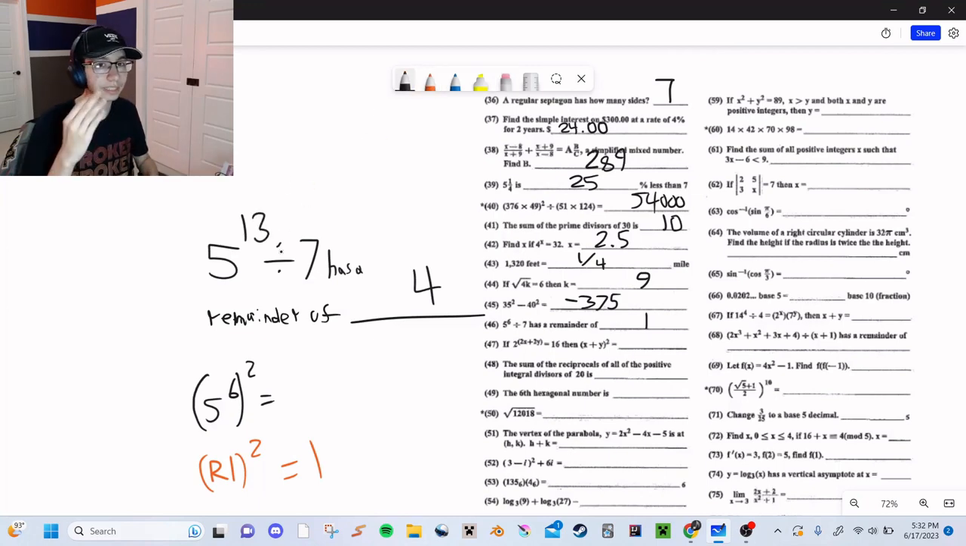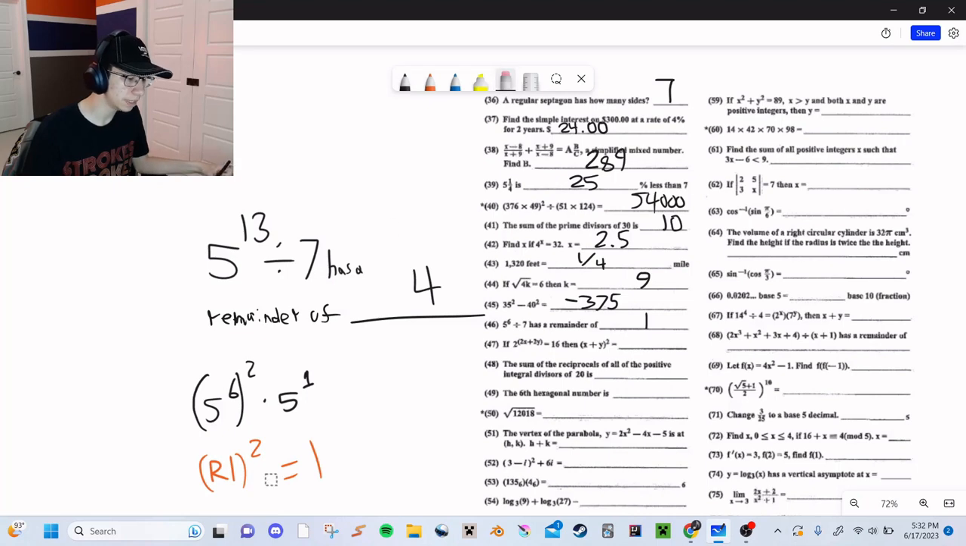5 to the 13th power would be this 5 to the 6th power squared times 5 to the 1st power. And that would be a remainder of 1 squared times 5, which would just give me a remainder of 5. And so this remainder here would give me 5.